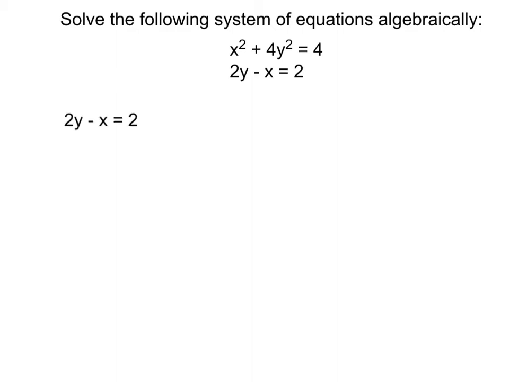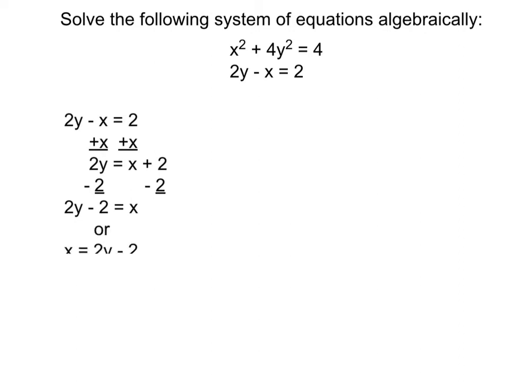And first thing we can do is add x to both sides of the equation. And what's going to happen is the x's cancel on the left-hand side of the equation, leaving us with 2y. And then on the right-hand side of the equation, we're left with x plus 2. Now we still have to get the x by itself, so we could subtract 2 from both sides of the equation, leaving you with 2y minus 2 equals x. Or if you want to put the x in front, we could have x equals 2y minus 2.